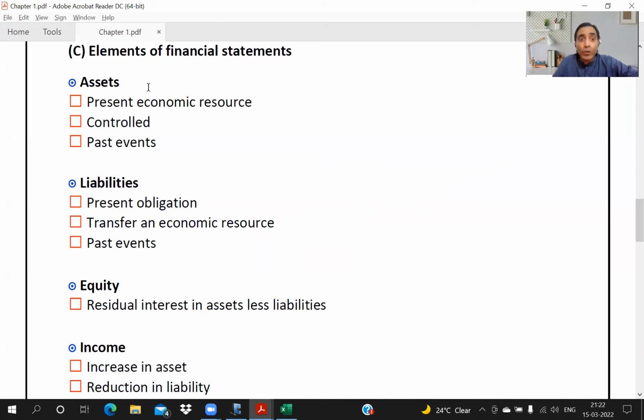Mind you, I'm not saying goodwill is not an asset. It is an asset. Of course, my reputation is giving me money. But it cannot be controlled. It cannot be reasonably measured also.